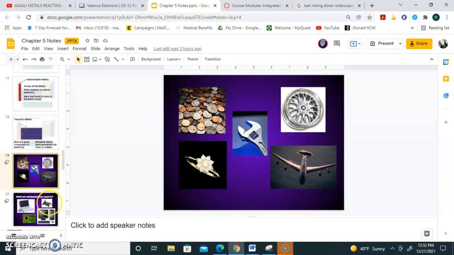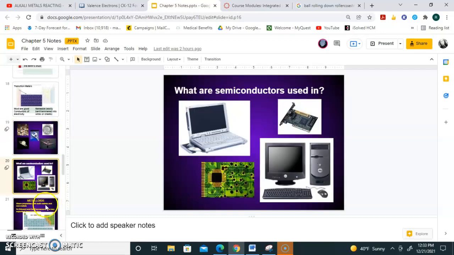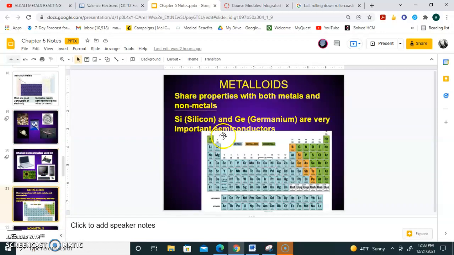Here are some pictures of the metals we've been talking about. Let's move on to metalloids. Metalloids are this orange group of elements over here in the shape of a staircase. As you can see, they are in between the metals, which are in blue, and the nonmetals, which are in green, and they share properties of both metals and nonmetals.